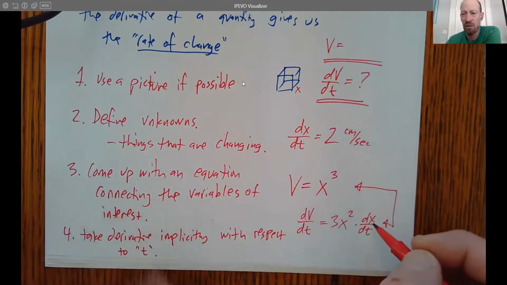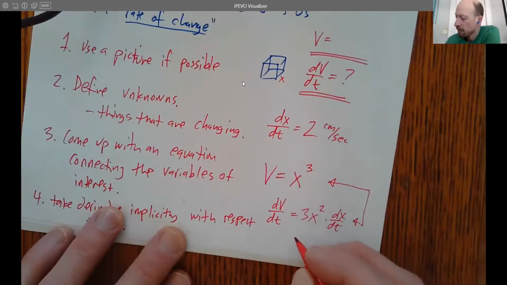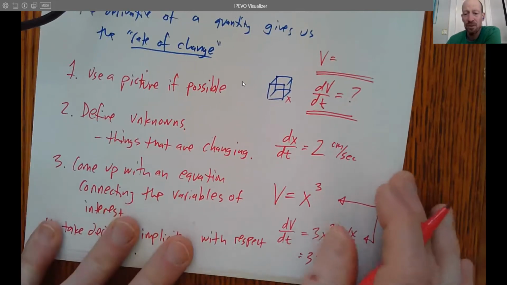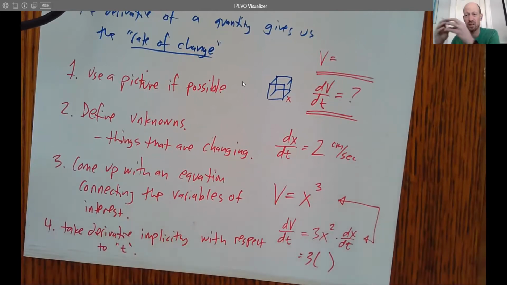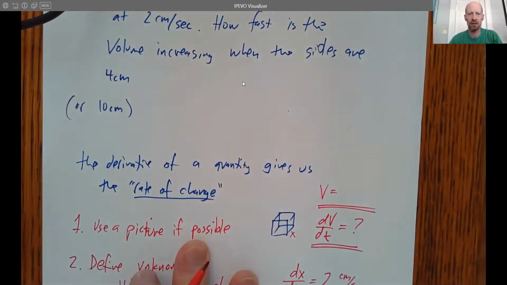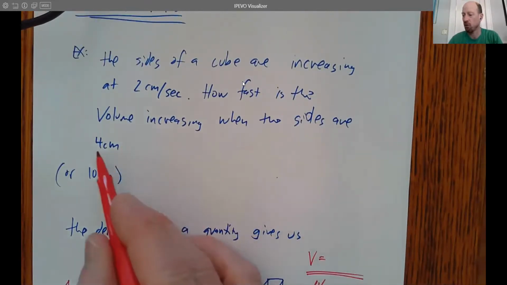Sometimes dv dt, the part I want to know, will be mixed up in other spots, right? But right here it's dv dt. That's what I want to know. That's equal to 3x squared times dx dt. Now it depends, like we said, the rate of change of the volume depends on how big x is, right? A little square, you're getting less volume than a big square than a giant square. So that's where we have to go back here. How fast is the volume increasing when the sides are 4 centimeters?